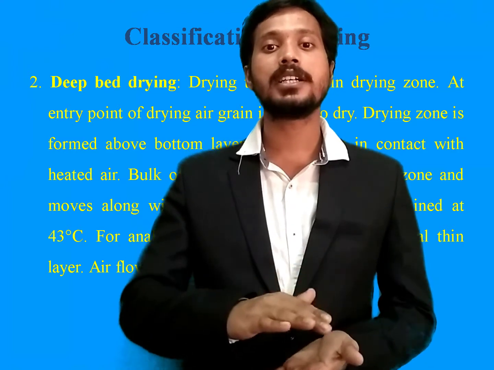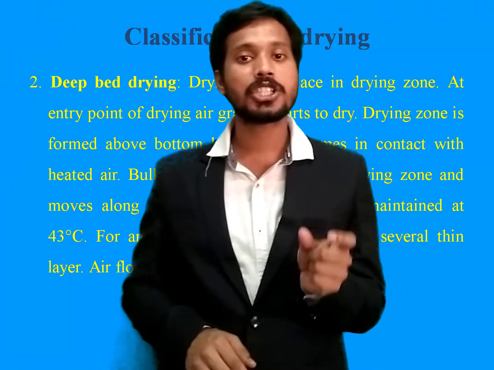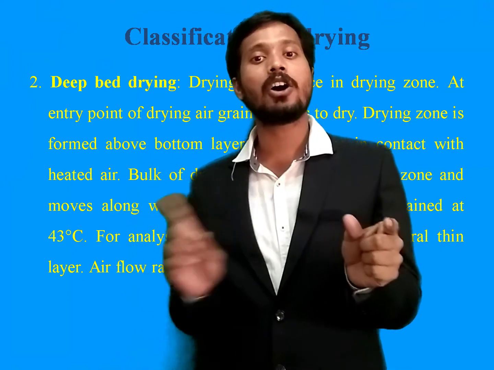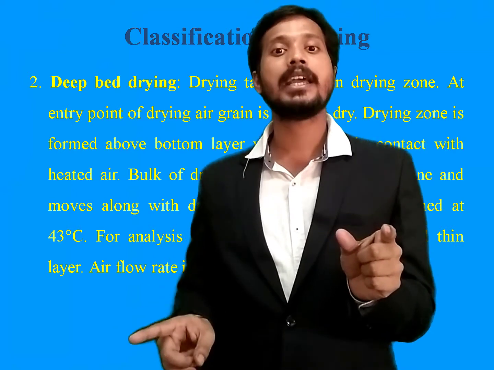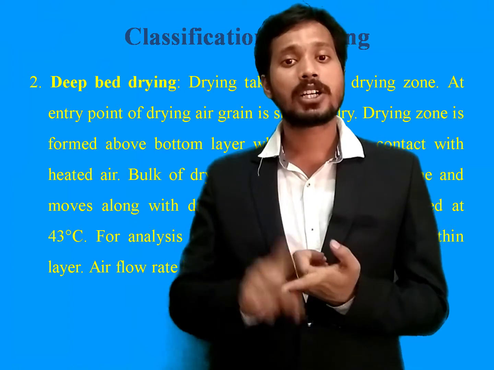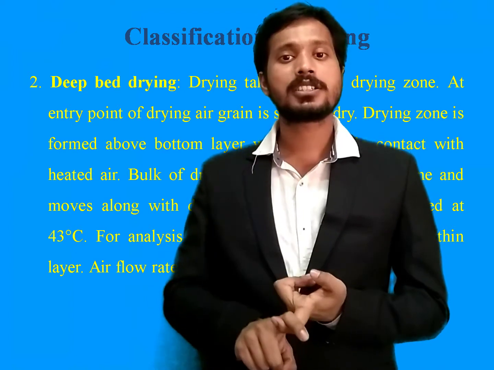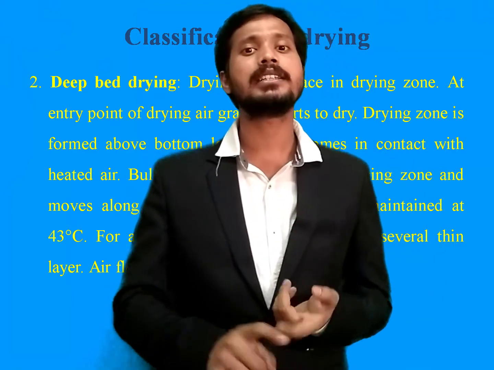In the bottom section, dried grain is present. Why dried grain? Because at that position the grain comes into contact with the hot air, or less humid air, and the air collects more moisture. So that's why drying is at a very high rate, or drying is very sufficient, in the bottom layer.